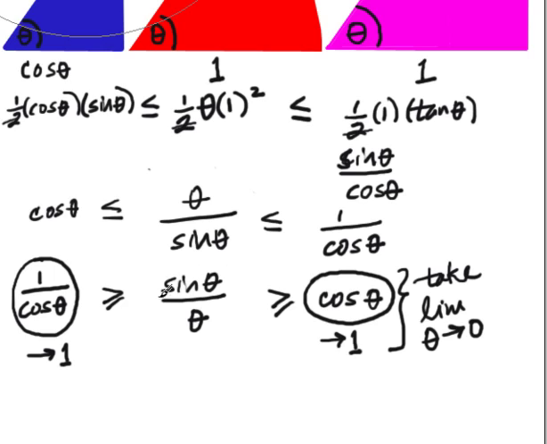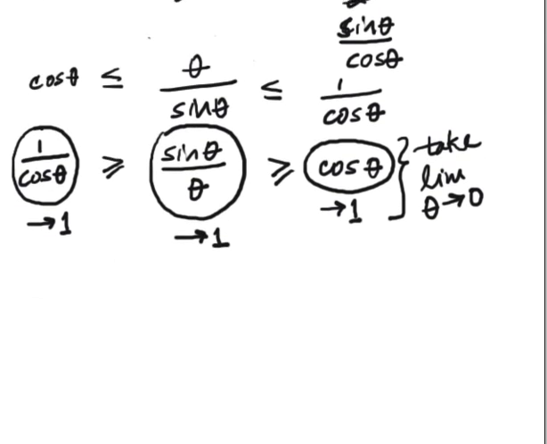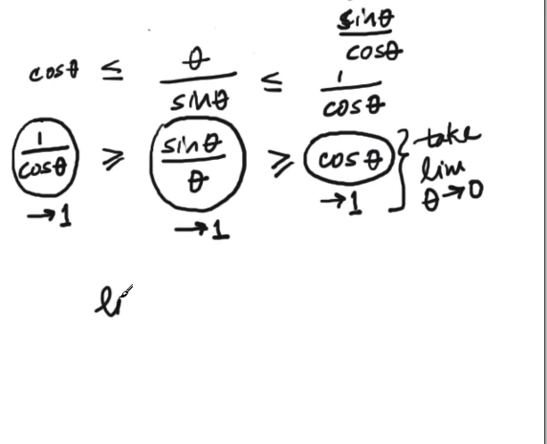This says that sine theta over theta goes to a quantity which is less than or equal to 1 and which is greater than or equal to 1. So we conclude it must actually go to 1. So that's the squeeze theorem. And what we've shown is that the limit as theta goes to 0 of sine theta over theta is equal to 1.